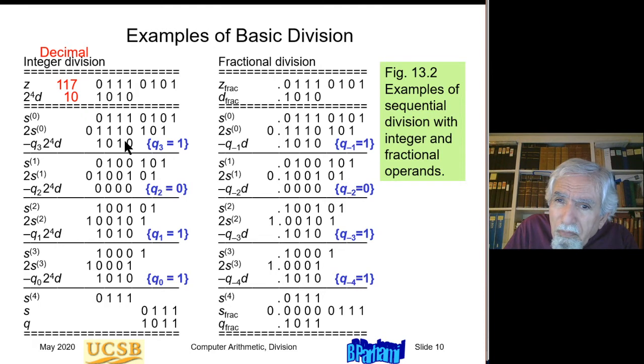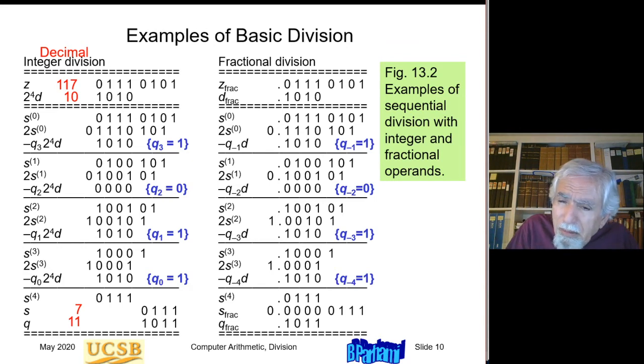Now notice that I've written this D aligned in the upper half. So I basically multiplied it by 2 to the 4. So what you see here is 2 to the 4 times D. That's because in the recurrence, we need 2 to the 4 times D.